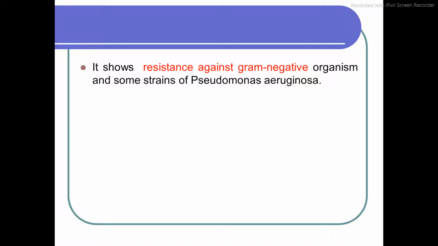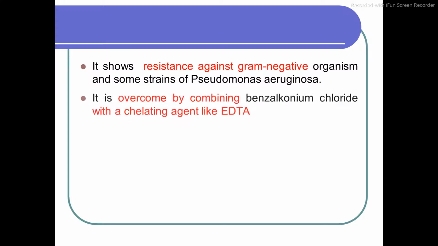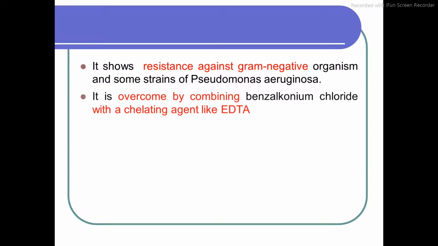Then it is resistant against gram-negative organisms and some strains of Pseudomonas aeruginosa, and this is overcome by combining it with a chelating agent like EDTA. So some gram-negative bacteria show resistance against benzalkonium chloride preservative. If your bacterial strain shows resistance, we can mix in a chelating agent like EDTA, which will enhance the antibacterial effect of benzalkonium chloride.